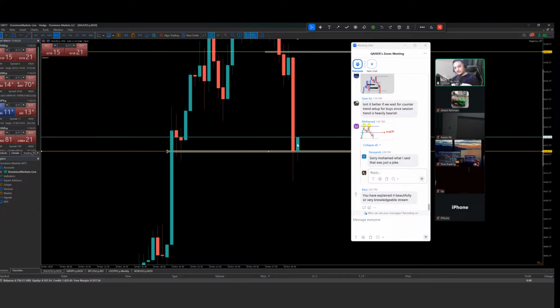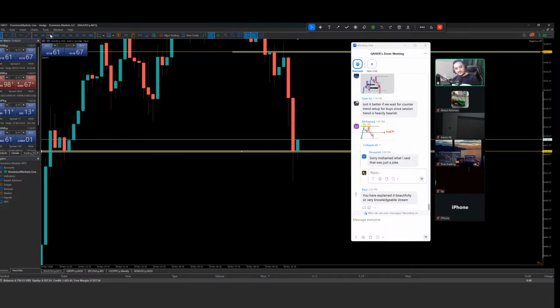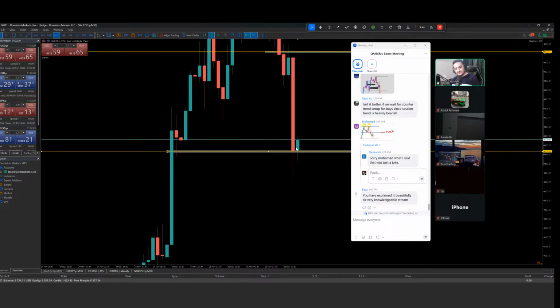If this is going to create a support, I'm going to give my trade a chance here as well. I want to see a 30 minutes candle close in my direction.